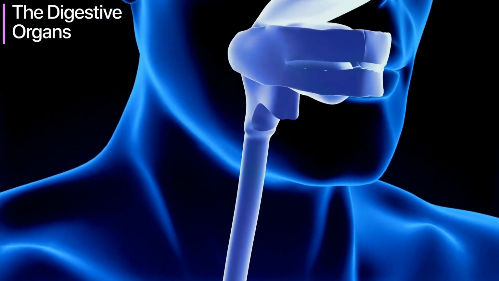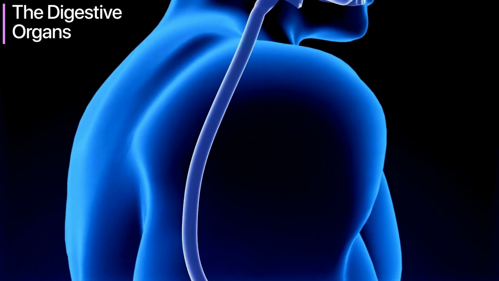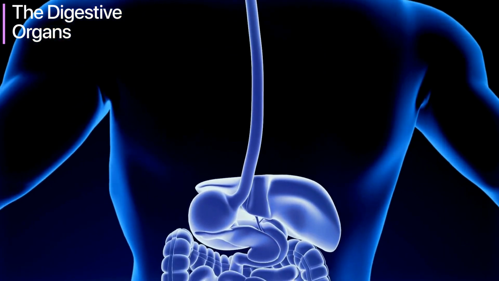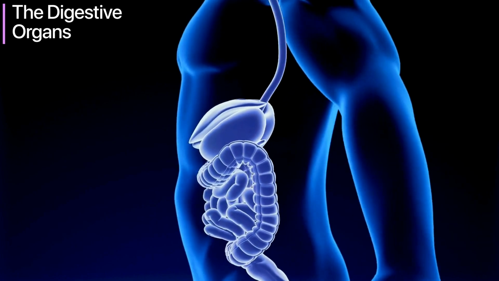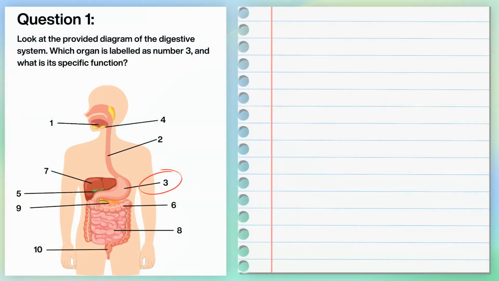By examining each element of the digestive system, we can appreciate how each organ contributes to the process of converting the food that we eat into nutrients that our bodies can use. Let's now work through some questions related to the digestive system. Now let's look at some practice questions to consolidate our knowledge.